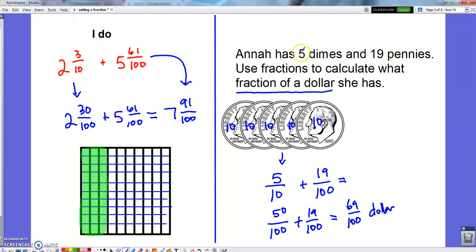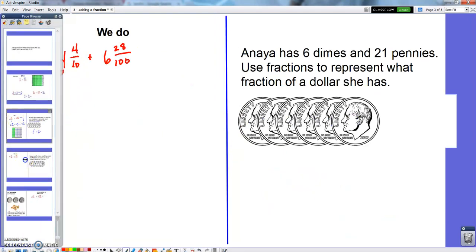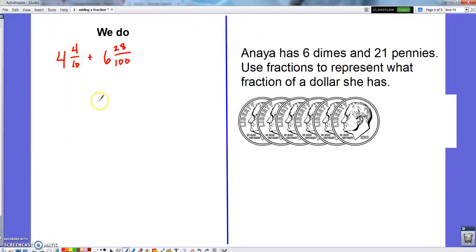All right, I know you could probably in your head have already done how many cents did she have. When we talk fractions, it's a good example problem. 5/10 plus 19/100ths is the same as 50/100ths plus 19/100ths. All right, let's do one together. Open up your math notebook, and we'll do one of each of those 2 types of problems together.